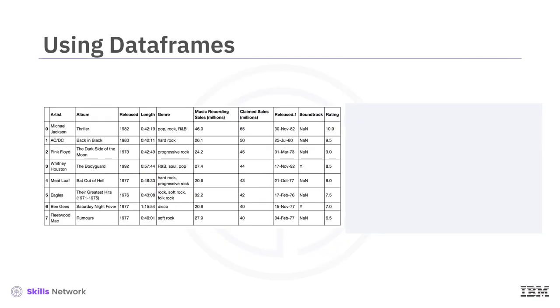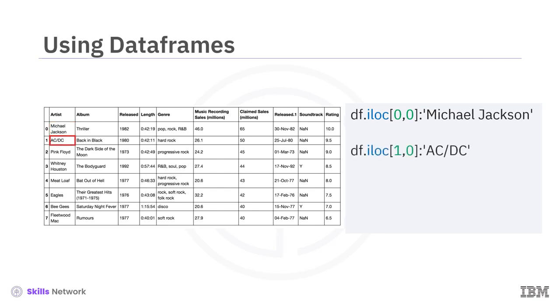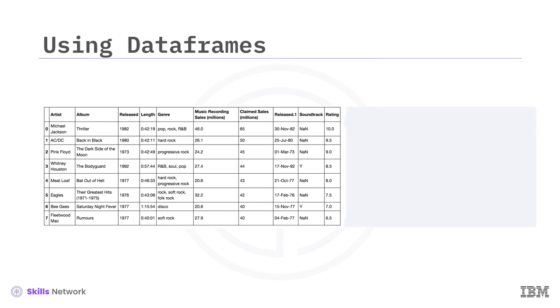One way to access unique elements is with the iloc method. The first input is an integer representing the row index, and the second is the integer representing the column index. You can access the first row and first column as follows. You can access the second row and first column as follows. You can access the first row, third column as follows, and you can access the second row, third column as follows. You can use the name of the row index and the column as well.